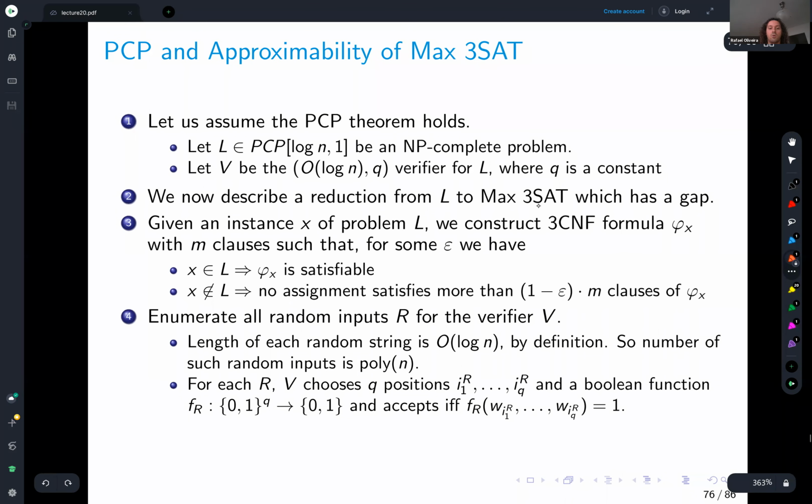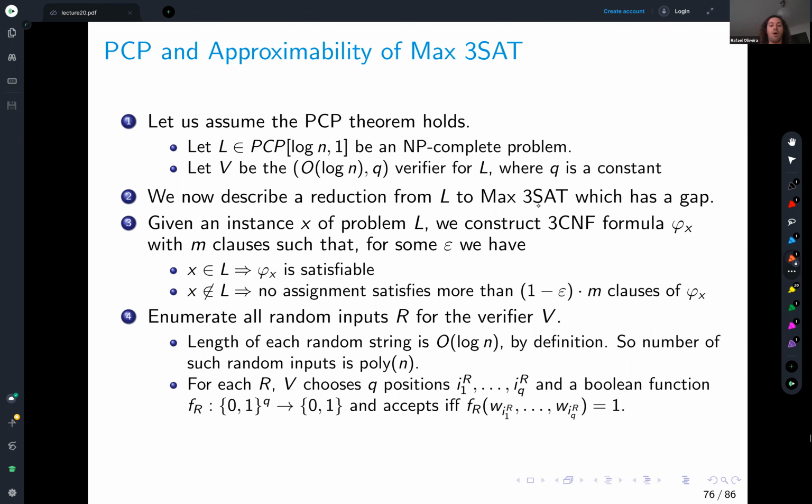All right, so what do we do? Well, we take the language L and an input x, which is either in the language or not in the language. Here's the thing: V does not have a lot of random bits, right? V uses O of log n random bits. So what do we do?